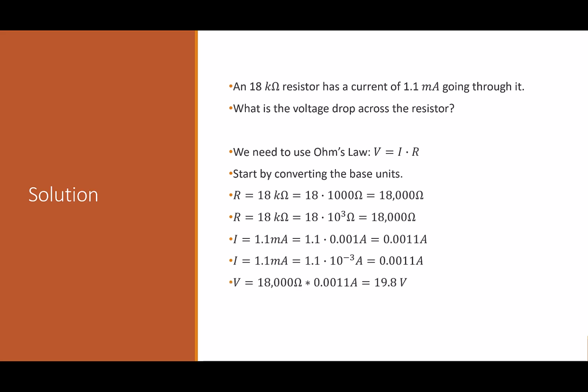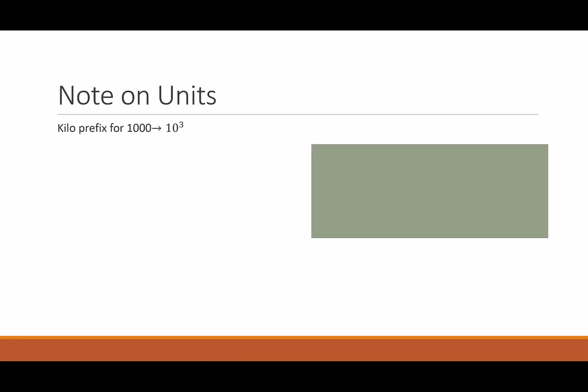We'll multiply our 18,000 times 0.0011, which gives us 19.8 volts. We could have also written that as 18 times 10 cubed ohms times 1.1 times 10 to the negative 3 amps, which would still give us our 19.8 volts. Let's take a quick look at the units.